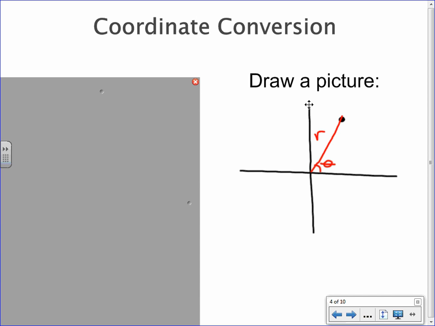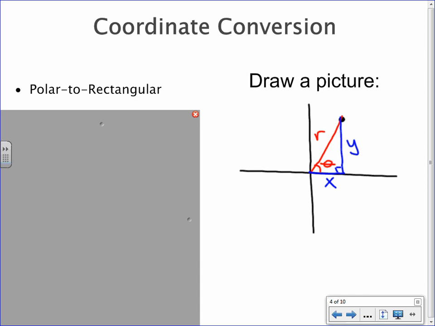Now, if I'm talking about that coordinate in terms of x, y, how do we get there? How do we plot it? Go horizontally x, and then vertically y. Okay. So, polar to rectangular. I have my polar equation, or my polar coordinate. I want x and y. So if I know r and theta, how could I possibly find x?